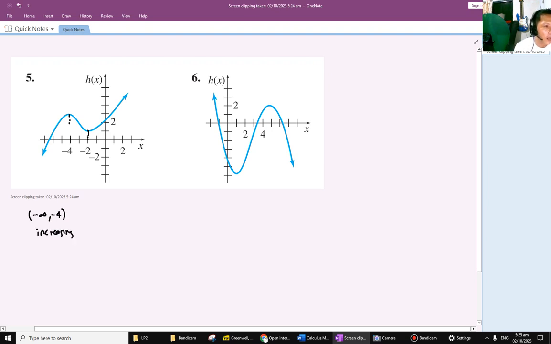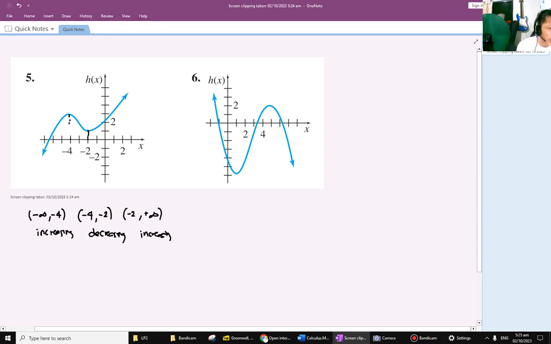Anyway, we can summarize our answers. For -4 to -2, if it's asking for open interval, -4 to -2 is decreasing. So -4 up to -2, it is decreasing. Okay, and then from -2 to positive infinity, that is already increasing.